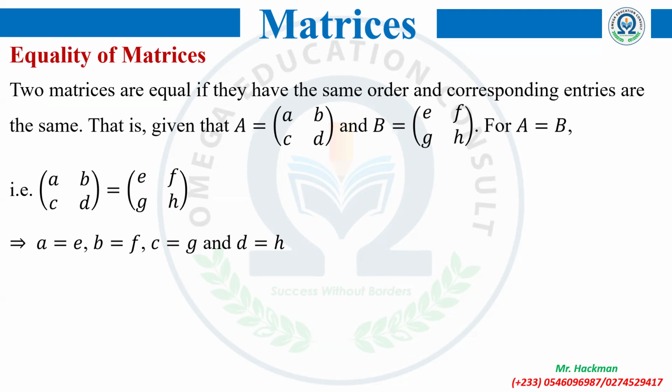Take note, two matrices are equal if they have the same order. So underline that, it's very critical. Now you know what we mean by the order of a matrix, so I won't belabor the point there. Then also corresponding entries should have the same order, then corresponding entries must be the same. So these two conditions must be satisfied before you can say that your matrices are equal. So please take note.